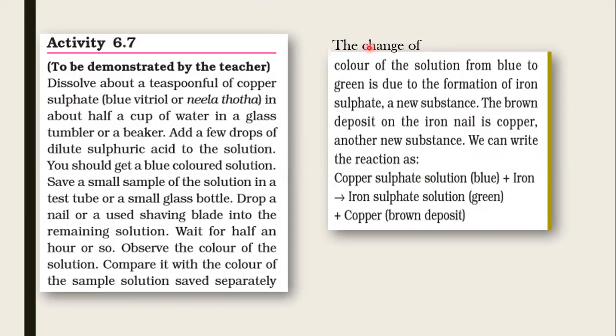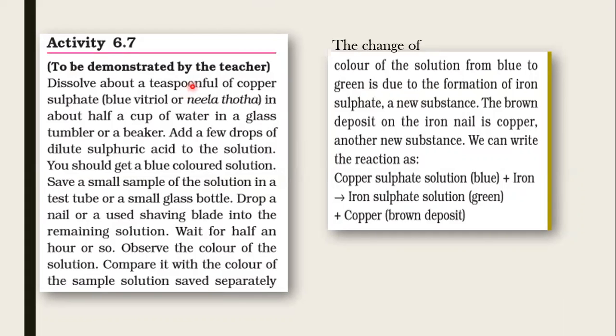First activity is to dissolve about a teaspoonful of copper sulfate in about half a cup of water in a glass tumbler or in a beaker. So what is to be done? Take a teaspoonful of copper sulfate, dissolve it in half a cup of water for making the copper sulfate solution. And whenever we take chemicals, it is good to take them in glass vessels, glass containers, or in a test tube or beaker, like that.